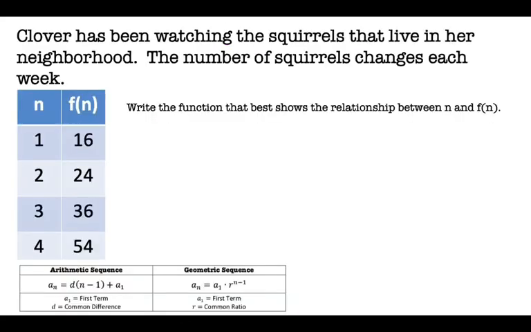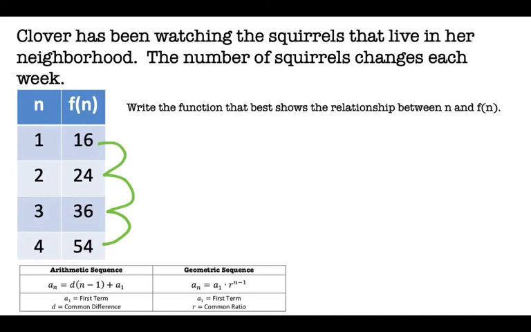All right, going to the next problem. We have Clover has been watching the squirrels that live in her neighborhood. The number of squirrels changes each week. So you can see in the table, the weeks go 1 through 4, and the number of squirrels are 16, 24, 36, and 54. So we have to find out how those numbers are increasing every week.